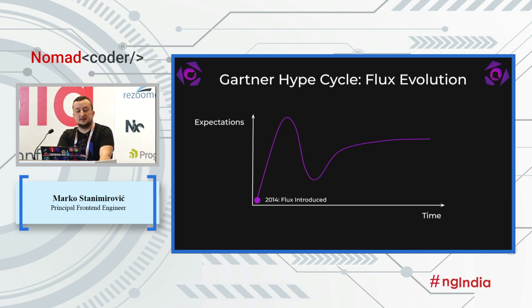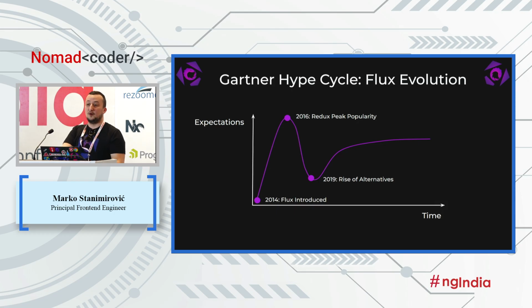In 2014, Flux was introduced. Then the Redux implementation appeared. Actually, it appeared before, but in 2016 it reached a peak of popularity. But after some time, people started realizing that Redux will not solve all their problems, or that Redux is maybe not the right tool for every use case. So there was some kind of disappointment. And then in 2019, we have a rise of alternatives. Nowadays, when it comes to Flux evolution, we are in a phase of stable, mature usage.